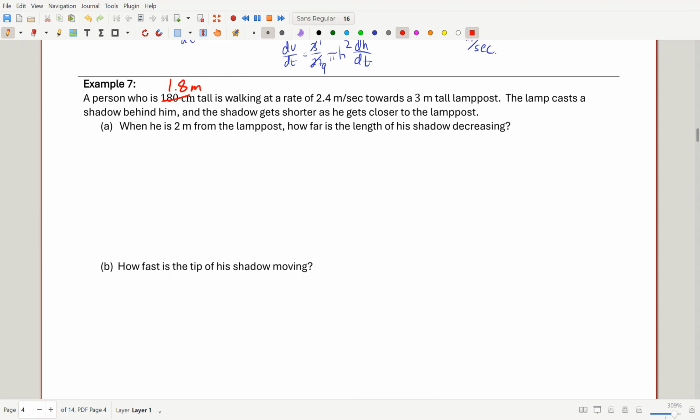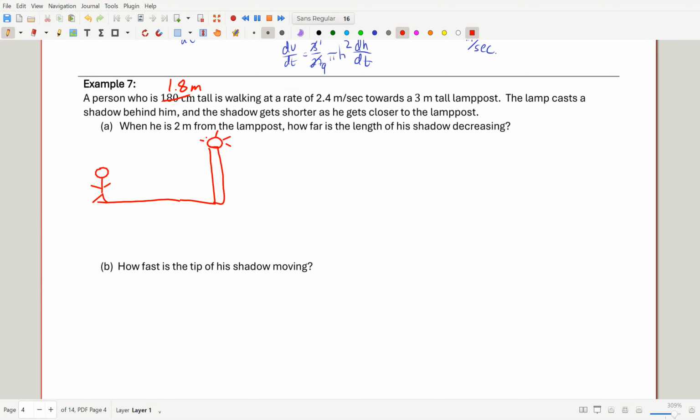The lamp casts a shadow behind him, and the shadow gets shorter as he gets closer to the lamppost. So we'll draw our picture here. This is a really common setup. A lot of the setups that we do are really common for these types of problems. So we have two things. We have a person and a lamppost, and the person is walking towards the lamppost. So here's our person walking towards the lamppost, which is right here. That's totally what a lamppost looks like, right? A sun on a stick.